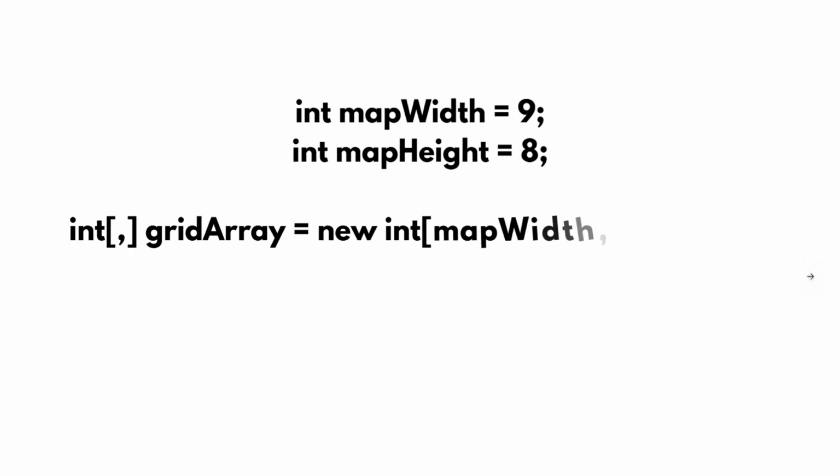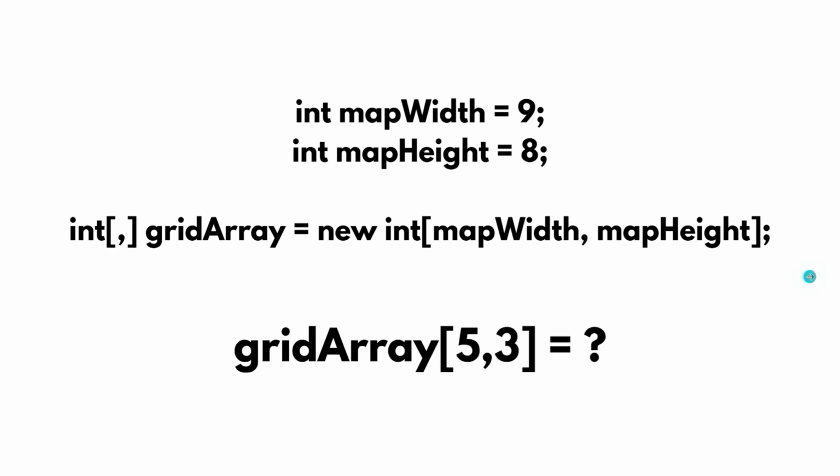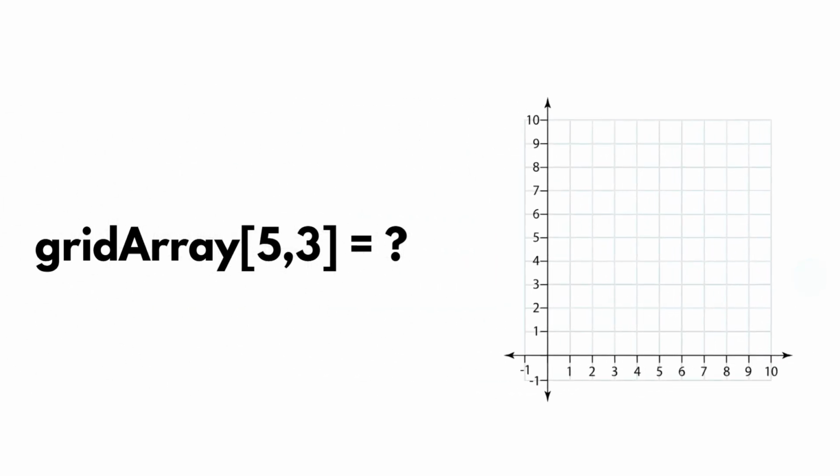Let's set up a grid width of 9 and a height of 8, and set a 2D array to be equal to the width and height. Now with a 2D array, we can directly grab a position, say 5 and 3, and plot it easily into the grid coordinate that matches the X and Y position like this.